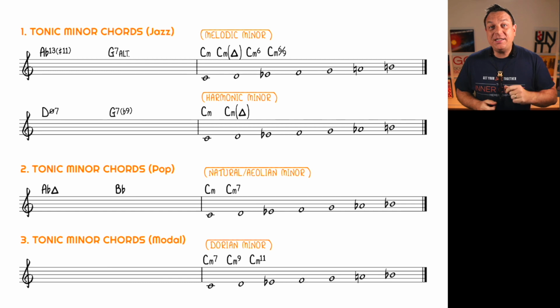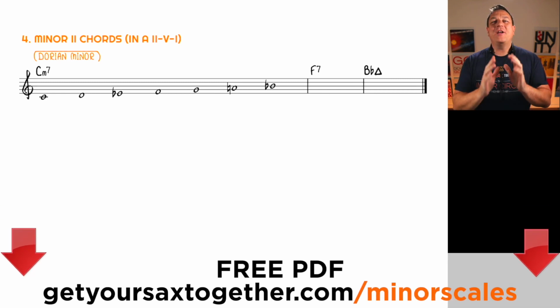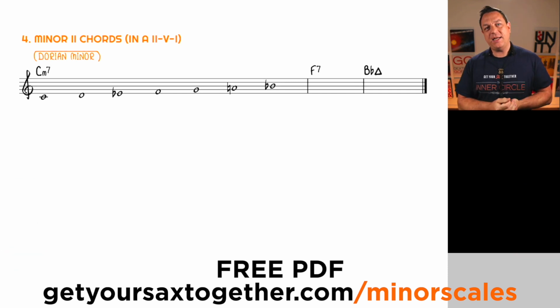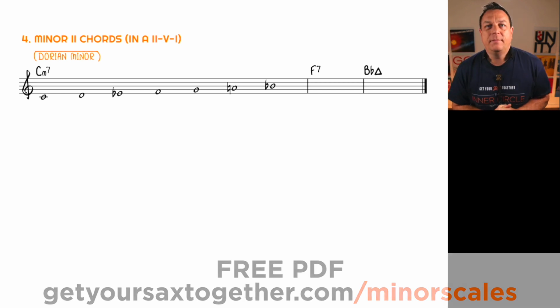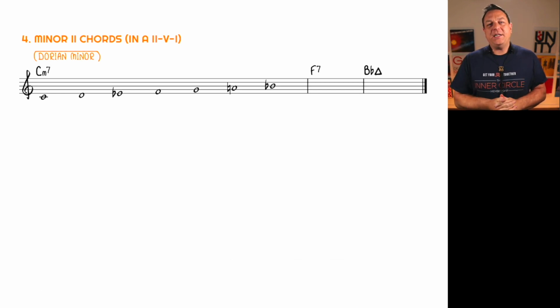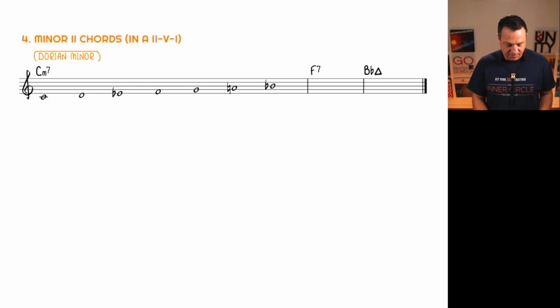Now let's move on to the next set of contexts where you have to decide which scale to use on minors. I've got 2 more contexts to cover regarding your minor scale choices. And the first of these, which is number 4, the 4th context we're going to cover today, is a 2 chord in a 2-5-1 cadence. So in this case, we've got C minor 7, F7, B flat. That is a 2-5-1 in the key of B flat. 2, 5, 1. Okay, C minor 7, F7, B flat major 7 is a 2-5-1 in B flat.